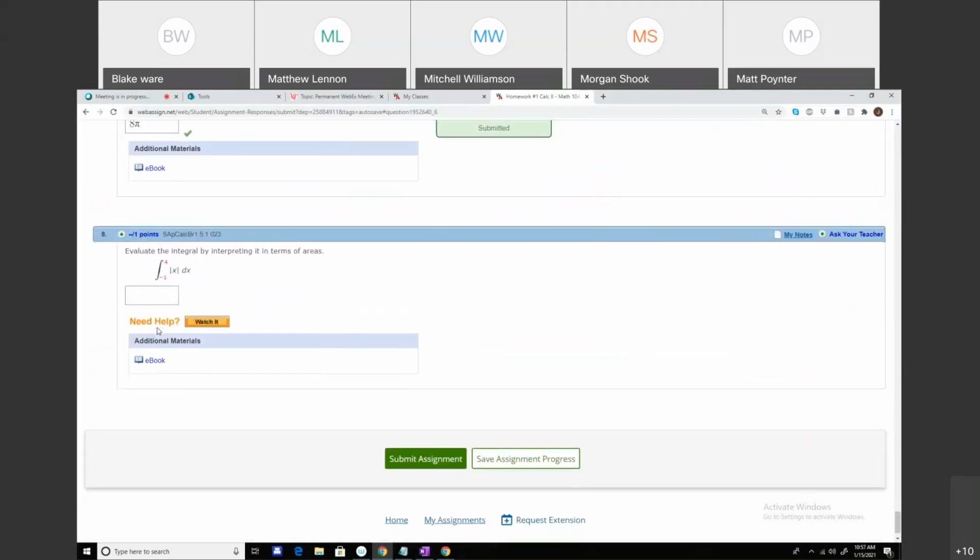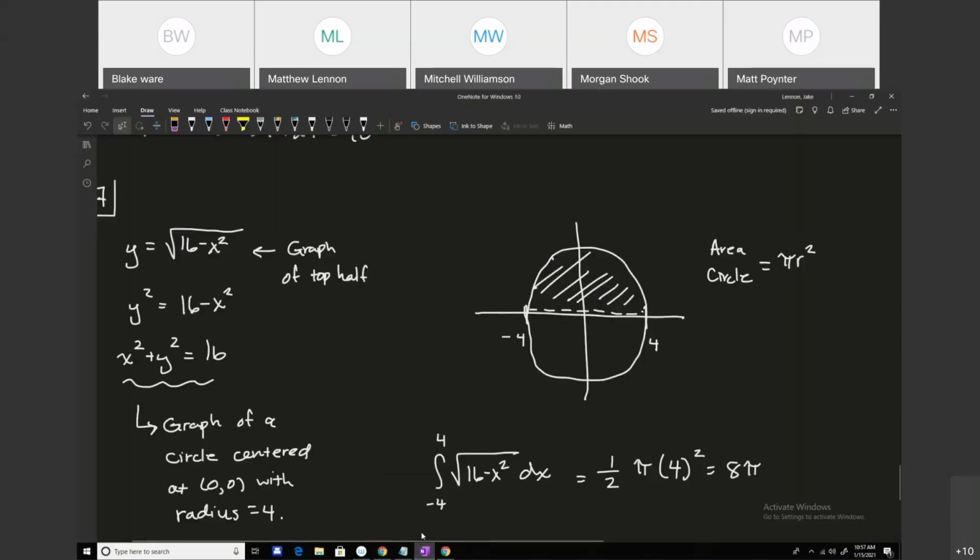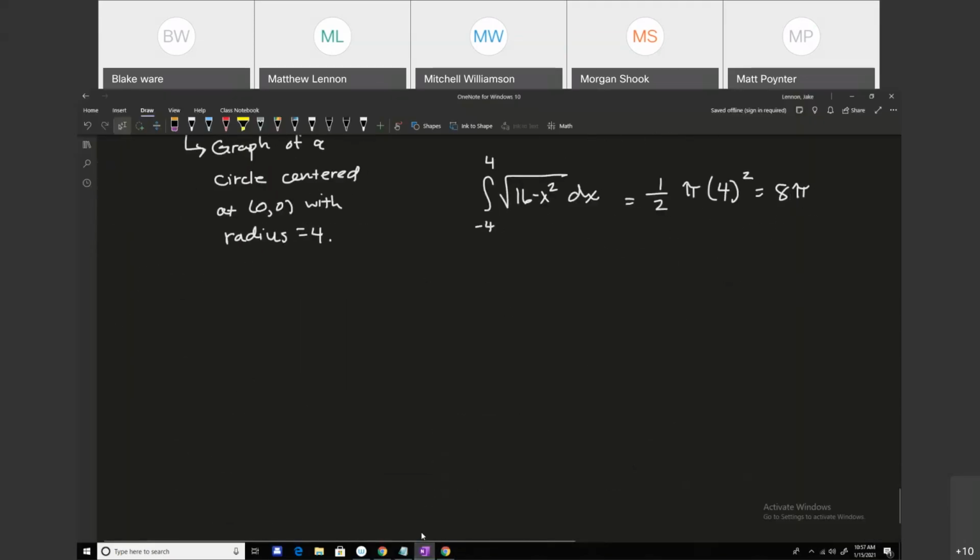So there we go. 10, we've got the absolute value. Remember, the absolute value is just the v that goes through the origin. So probably we're just going to have 2 triangles to add up. So number 8, I think it was -1 to 4 of the absolute value of x dx.